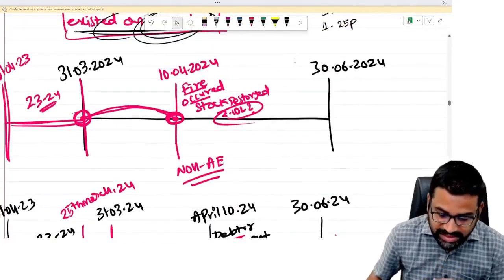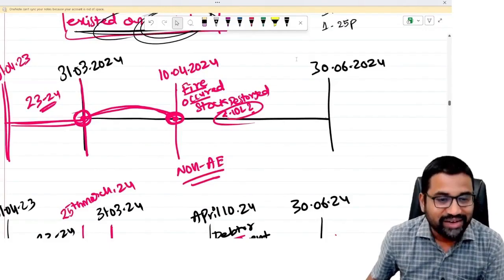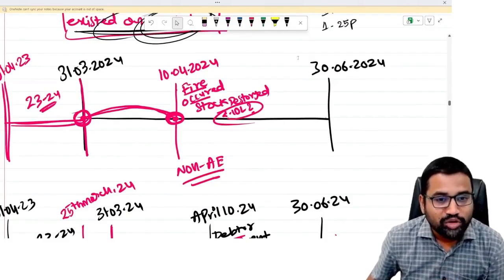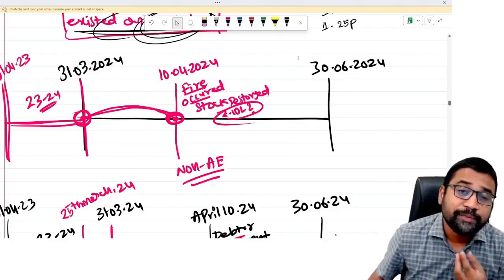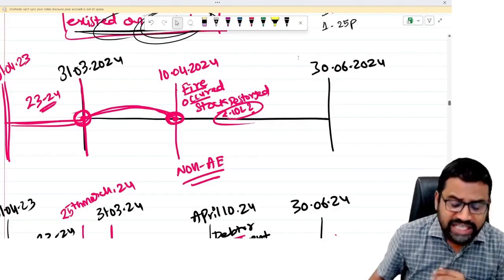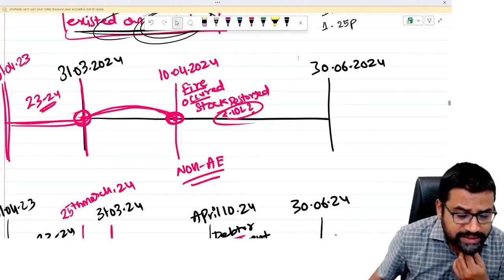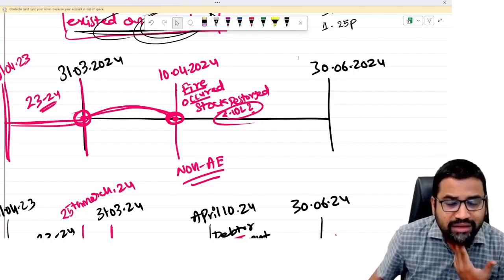I have given some examples here. See, 31st March year completed, 10th April fire occurred, stock destroyed, 10 lakh rupees. Whether this loss will be considered? No, because it's a non-adjusting event. Sir, you can argue, you said after 31st March a fire happened, our assets worth 10 lakhs were destroyed. Can you not consider this 10 lakhs as your loss? No. Why? Because it is not an adjusting event.